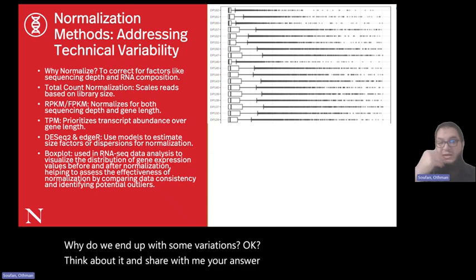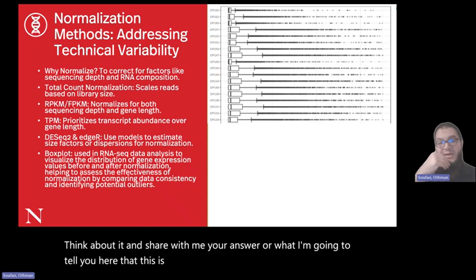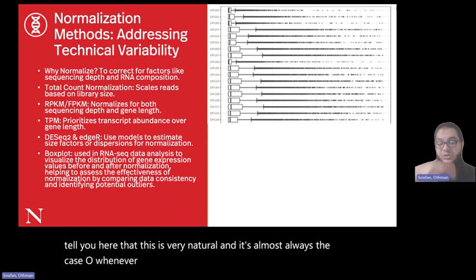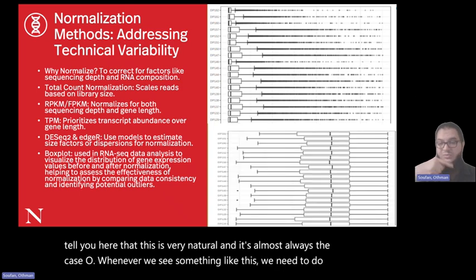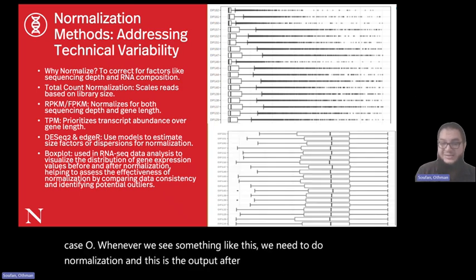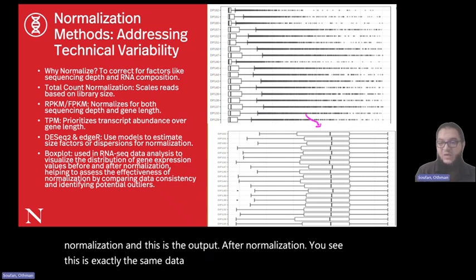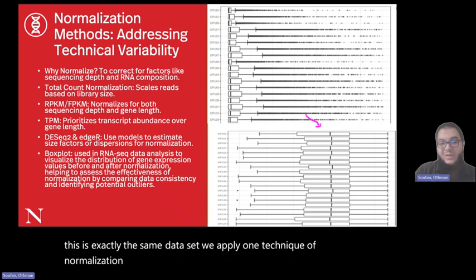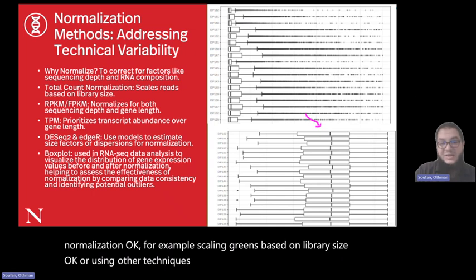What I'm going to tell you here is that this is very natural and it's almost always the case. So whenever we see something like this, we need to do normalization. And this is the output after normalization. You see, this is exactly the same data set. We apply one technique of normalization, for example, scaling reads based on library size, or using other techniques. Because this was just the raw data.